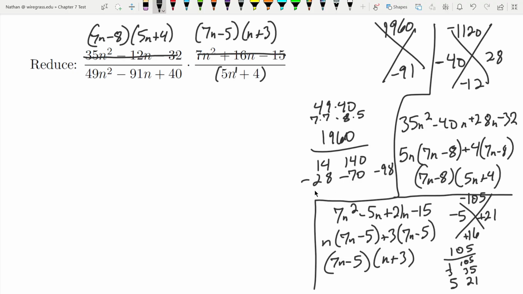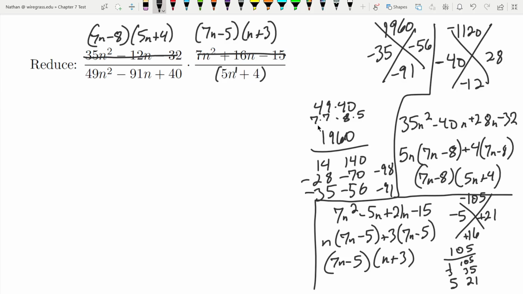7 times 5 is 35. And if we divide 1960 by 35, I get 56. So adding that up, let's see. That's going to be 11 and 80. That is negative 91. So negative 35 and negative 56.